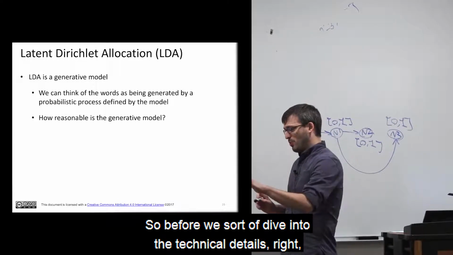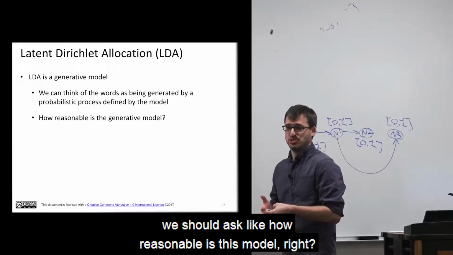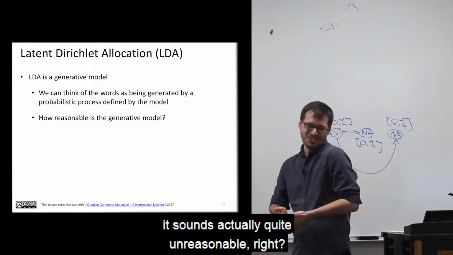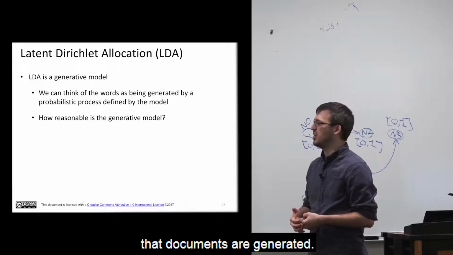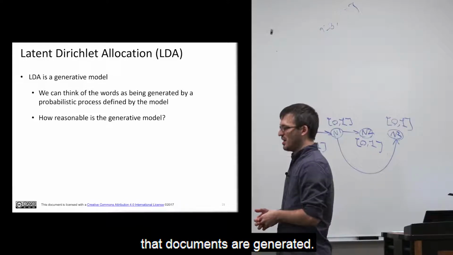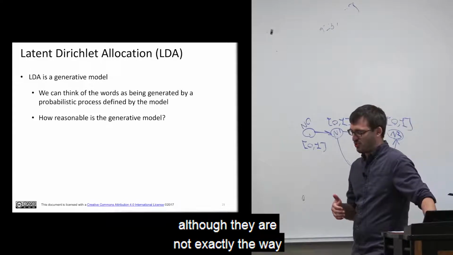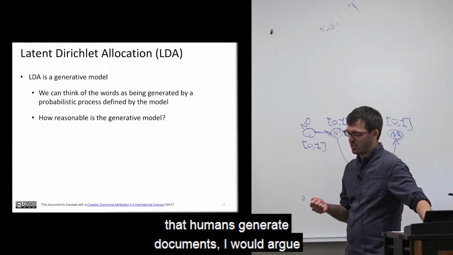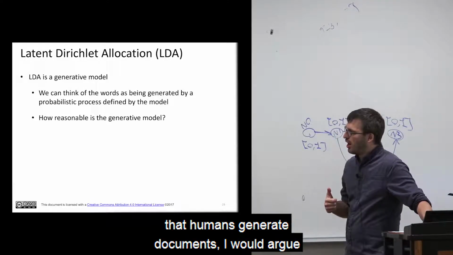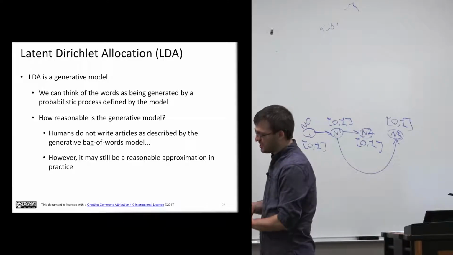Before we dive into the technical details, we should ask, how reasonable is this model? When I was describing it, it sounds actually quite unreasonable. We're making a lot of assumptions about the way that documents are generated. It turns out that these assumptions, although they are not exactly the way that humans generate documents, I would argue are actually quite reasonable in practice.